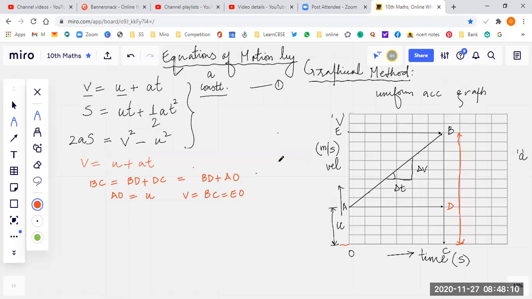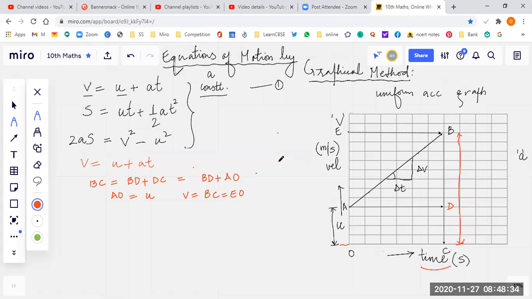This distance on the y-axis is velocity. And the distance on the x-axis is time. So whatever distance we have taken on the x-axis, that is time, and the distance on the y-axis is velocity. Okay, fine.